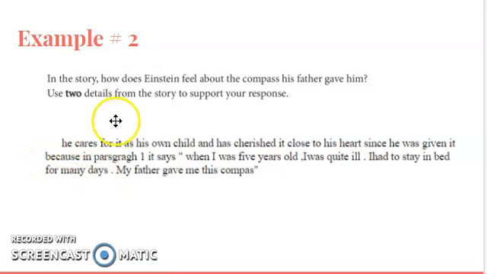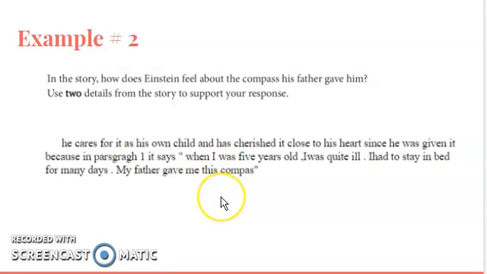Well, now that you evaluated this example, I'm going to try to read it with you, and then let's work it together. In this story, how does Einstein feel about the compass his father gave him? Use details from the story to support your response. He cares for it as his own child, and has cherished it close to his heart since he was given it, because in paragraph 1 it says, when I was 5 years old, I was quite ill. I had to stay in bed for many days. My father gave me this compass.